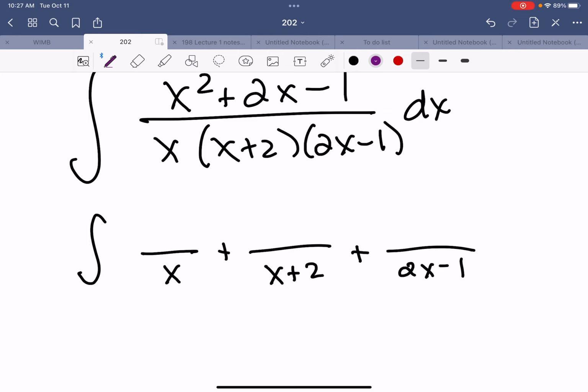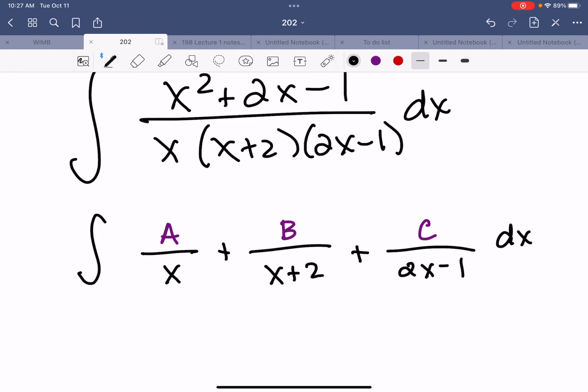So I need constants up there, and I need generic constants so I can figure out what they are. So I'm going to let this one be A, this one be B, and this one be C. Okay, so anytime you have linear terms on the bottom, what goes above them in order to decompose your fractions are constant values.